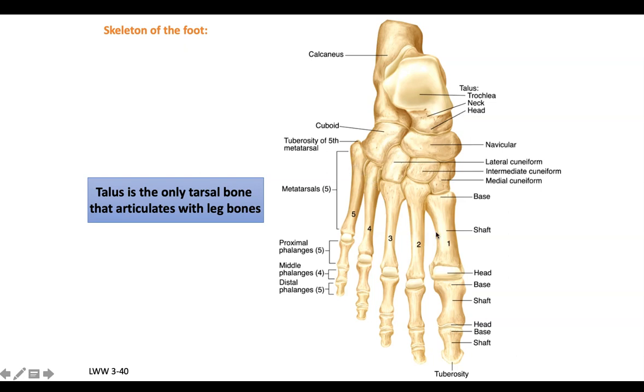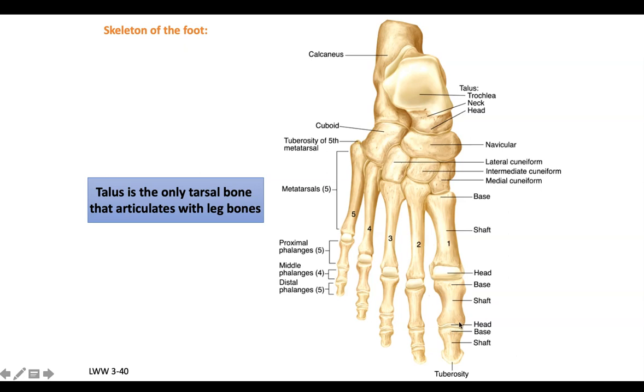There are 5 metatarsal bones. The first one is the shorter, stronger, and stouter one. The second metatarsal bone is the longest one. And the fifth metatarsal bone, you can see, has a tuberosity at its base. The tuberosity of the fifth metatarsal bone gives attachment to one of the fibularis muscles, the fibularis brevis muscle.